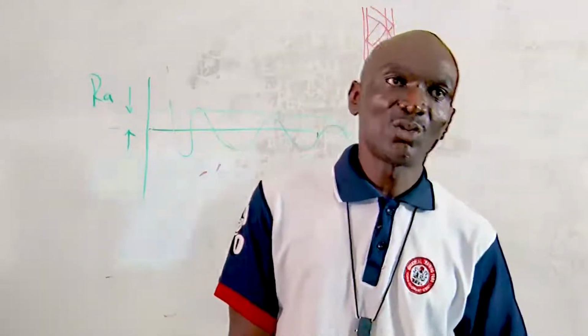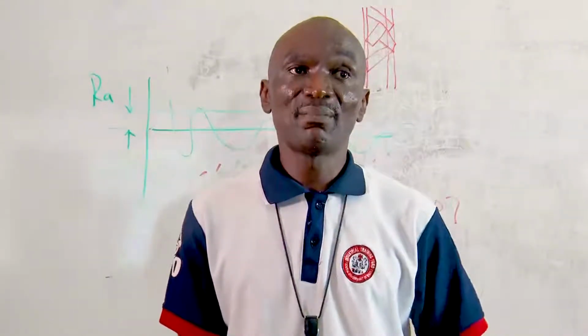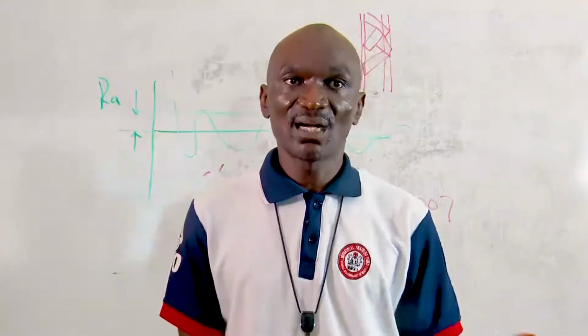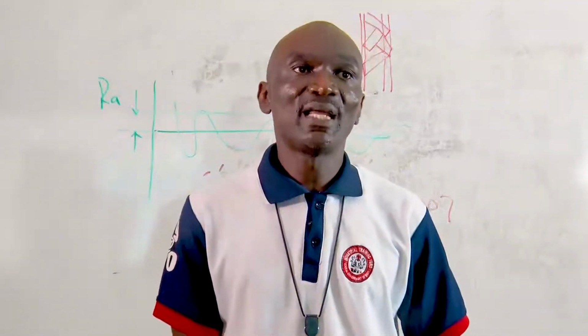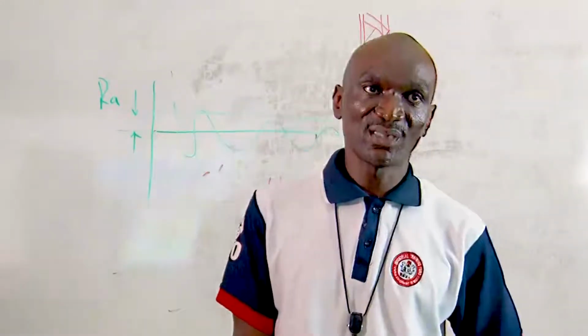Then we have galvanic corrosion. And galvanic corrosion normally occurs where two different metals with physical or electrical contact are immersed in a common electrolyte, such as salt water. Salt water can be a very good electrolyte that encourages galvanic corrosion. Where you have two different metals immersed in salt water or any other common electrolyte, you're setting the stage for galvanic corrosion. Also, when a metal is exposed to different concentrations of electrolyte, we could have galvanic corrosion taking place.